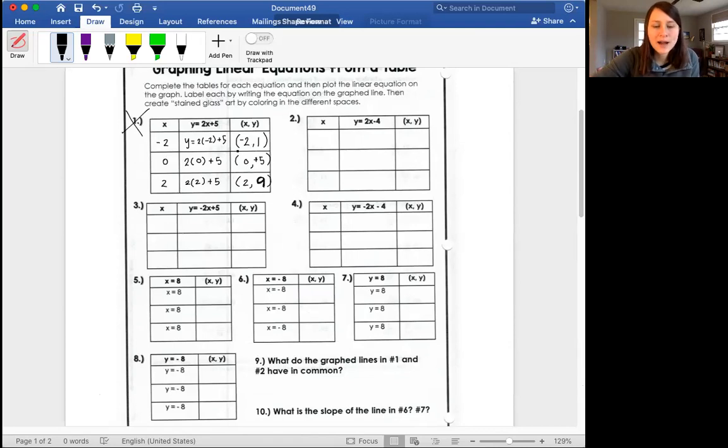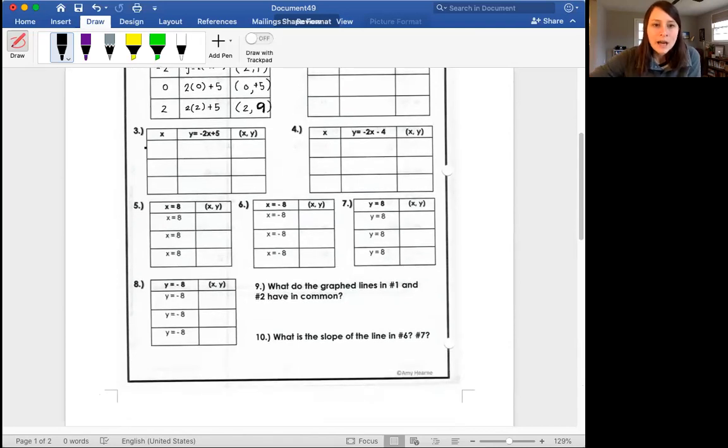I'm going to talk about number 5, 6, 7, and 8. Now, you haven't really seen an equation like this, right? We haven't really talked about it, and I didn't really have time to go over this in class, but essentially, when you have X equals a number, what that is saying is that without a doubt, your X value has to be that number. So that means 8 is going to go into all the X positions here for my ordered pair. And then if I look here, number 6 says X equals -8. That means without a doubt, all my X's here have to be -8. So I'm going to put -8 there for all of them.